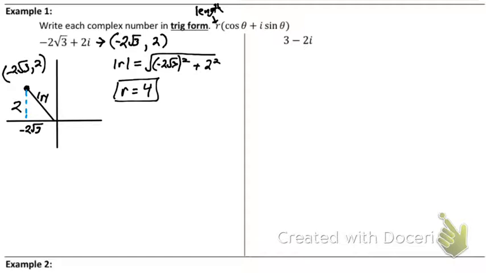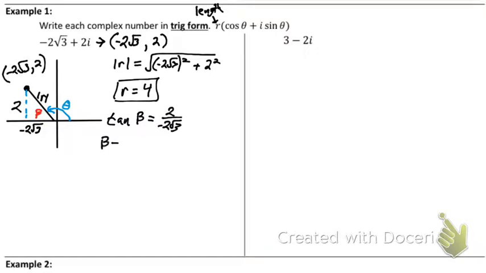Now we need to find this angle here. That is the theta I'm looking for, but we're going to use beta to get that theta. That is our triangle measure. All right, to get beta, we would say tangent beta equals TOA, opposite over adjacent. So that's 2 over negative 2 square root of 3.